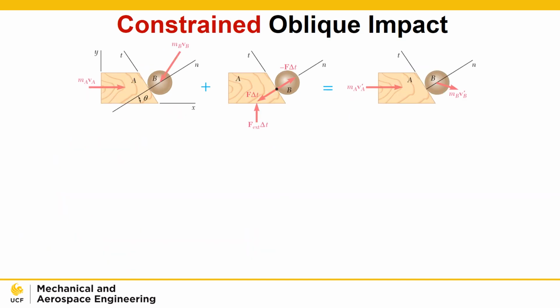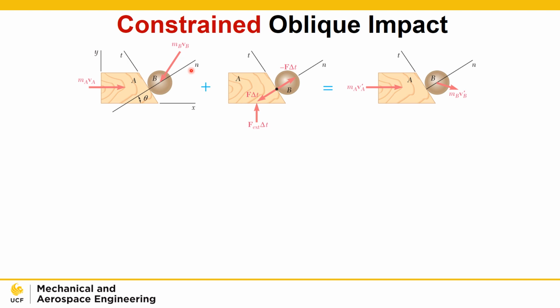Now let us look at a special case of oblique impact called the constrained oblique impact. In the constrained oblique impact, one or both of the colliding particles is constrained in its motion. Consider, for example, the collision between the block A and the ball B. The block A is constrained to move on a horizontal surface and the ball B is free to move in the plane of the figure. Let the t-axis denote the plane of contact between the block A and ball B, and the n-axis denote the line of impact between the block A and ball B.